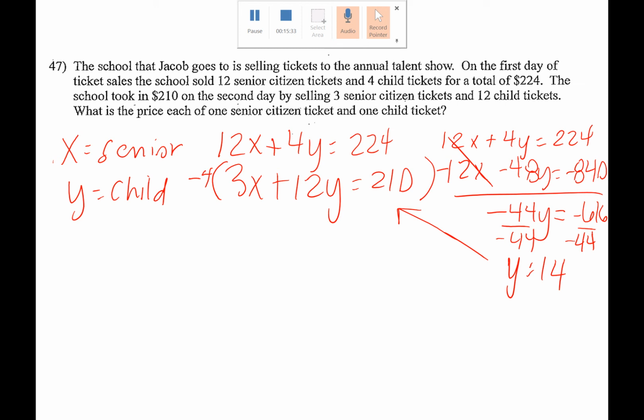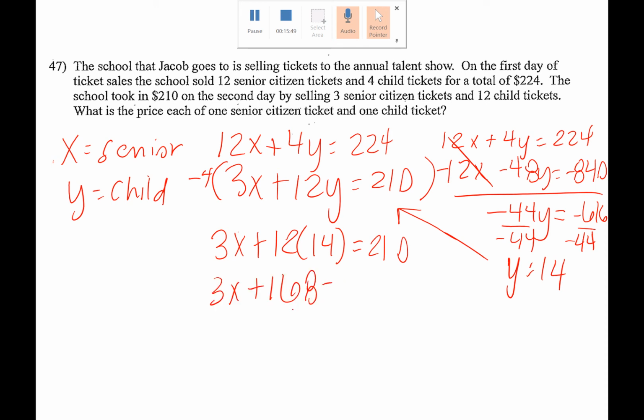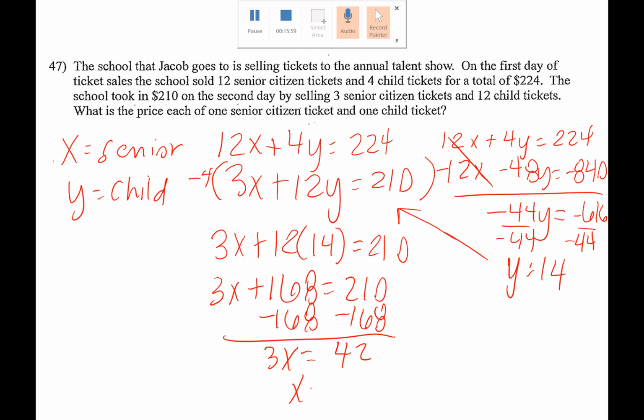So I would get 3x, because we're solving for x, plus 12 times 14, thank goodness for calculators, equals 210. That'd be 3x plus 168 is equal to 210. I'm going to subtract 168 from both sides. So I get 3x is equal to 42, and then x would be equal to 14. So you actually sold senior tickets for $14 and child tickets for $14. So just make sure you have $14 for both.